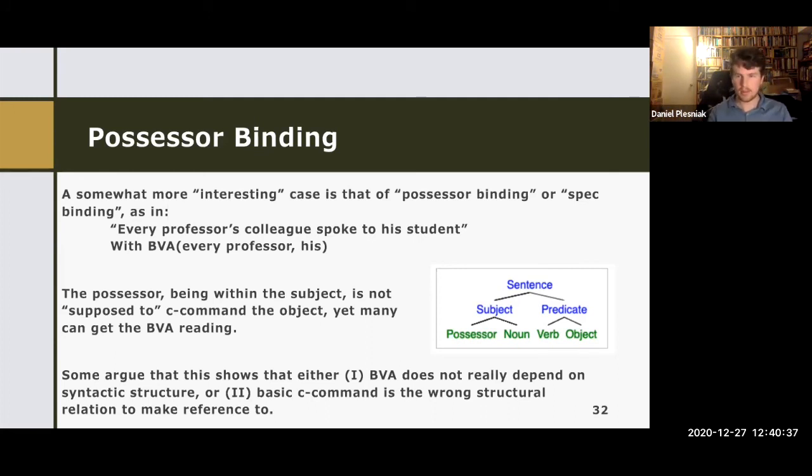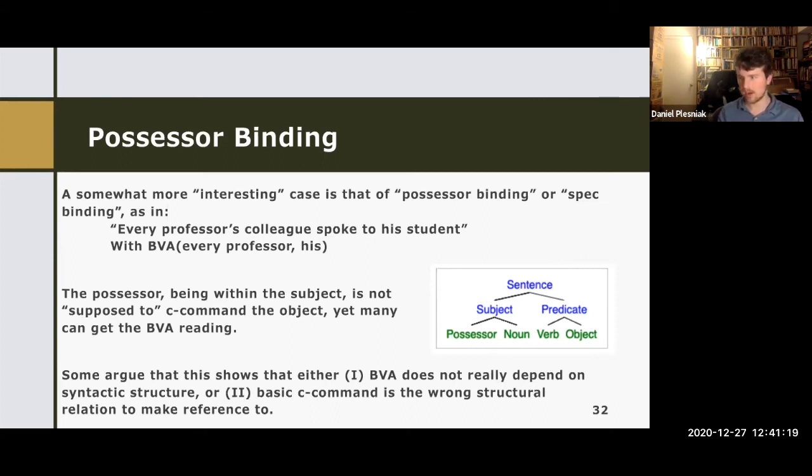Here, if we look at the little graph I have here, the possessor is inside the subject. It's not the subject. And so it doesn't have the same sort of asymmetric relationship to the object. It's actually kind of at the same level as the object. But crucially, it doesn't sit structurally in an obviously commanding position. So we would expect, if BVA really just relies on the simple notion of C-command, the simple notion of which thing is in the higher position, that then binding from the possessor into the object ought to be disallowed. Yet many, many people think sentences like every professor's colleague spoke to a student can have BVA readings.